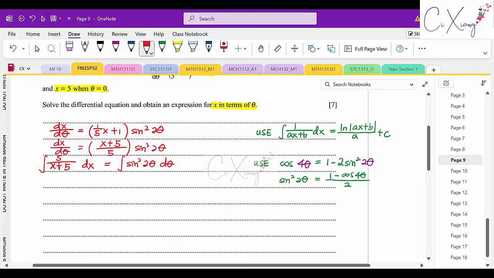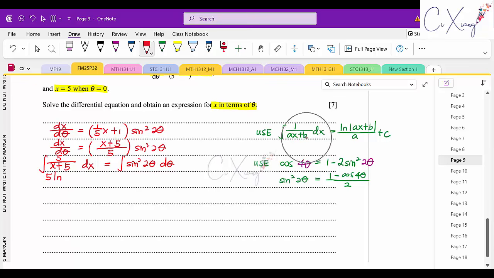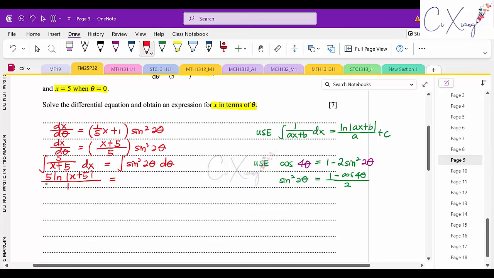For the left-hand side, 5 on top is a constant, so I don't bother with it, I just copy it. When I have 1 over x plus 5 and want to apply the integration, I will have ln|ax plus b|, so ln|x plus 5|, divided by the differentiation of x plus 5. Differentiate x, you get 1. Differentiate 5, you get 0, so it is divided by 1. I didn't put a plus c here for the differential equation because I want to group all my constant terms on one side only, so later I'll put it on the right. So I don't write any constant term on the left. Okay, then let us continue.